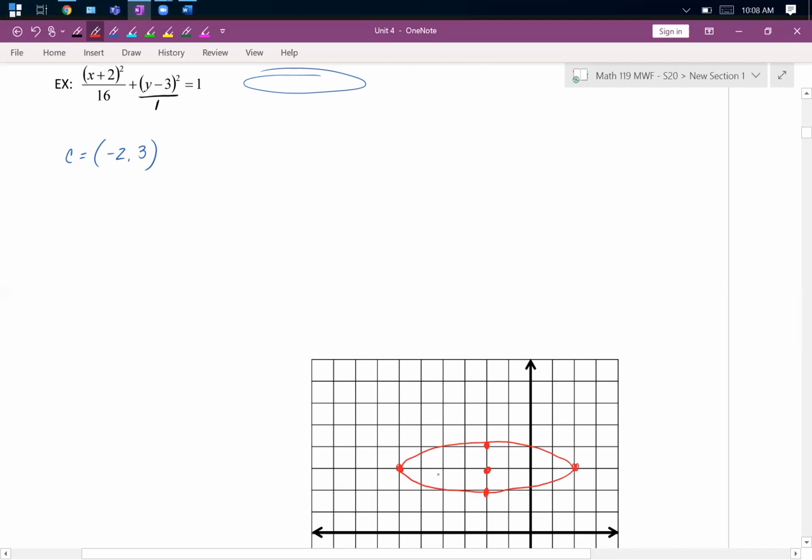Questions on drawing the ellipse? Don't we need the foci on that one? Say that again. Don't we need the foci? Oh, yeah. I was just talking about the graph. I'm ready to answer all the questions.